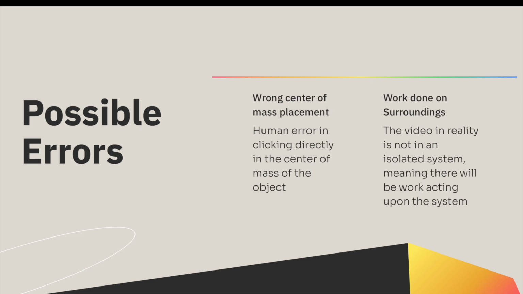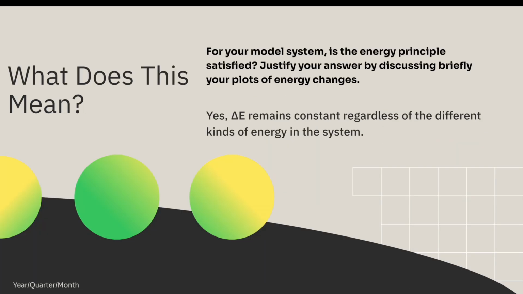So as you can see, the model and experiment graphs were not completely aligned, and this leads us to our possible errors. So one of them can be the wrong center of mass placement, where human error in clicking not completely directly in the center of mass of the object can affect this, as well as work done on the surroundings, which means that the video in reality is not an isolated system, which means that there will be work acting upon the system, which could be potential reasons for why the two graphs are not completely aligned.